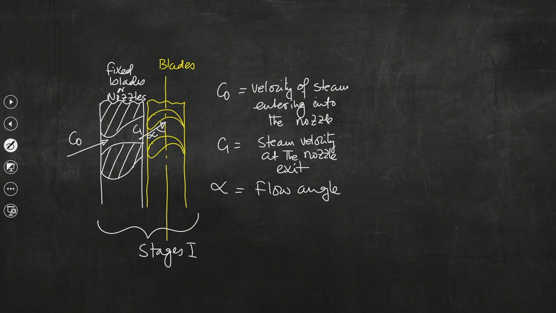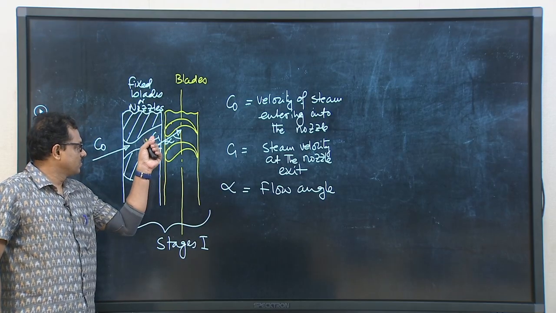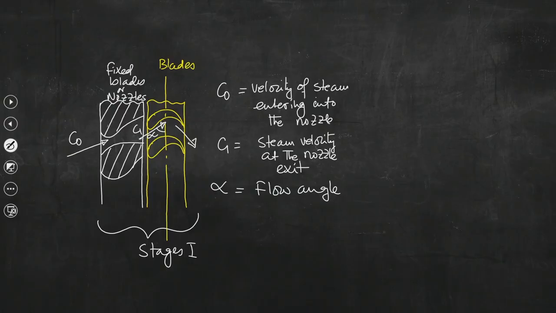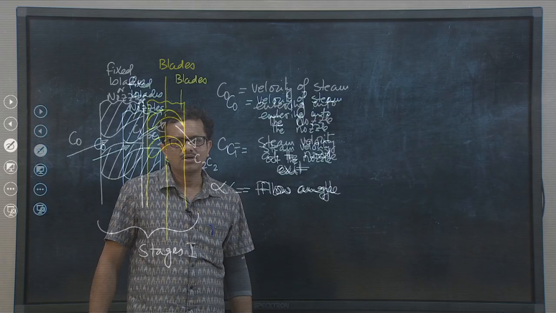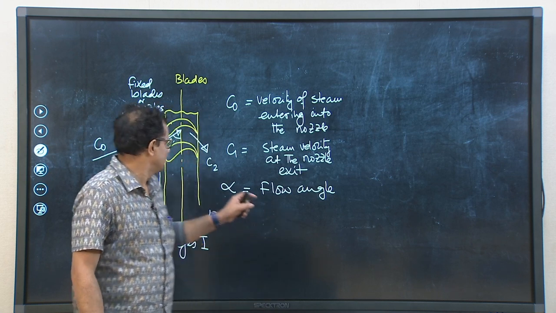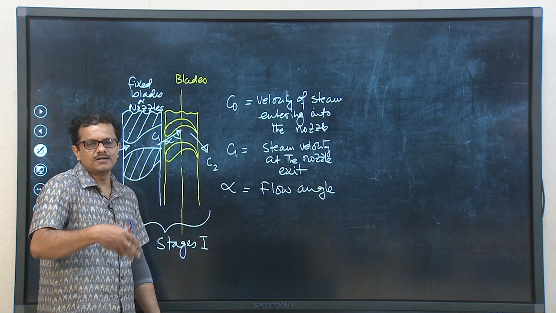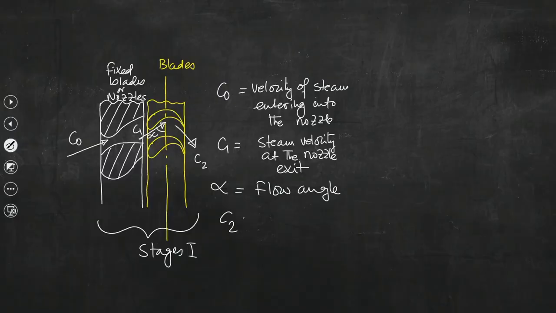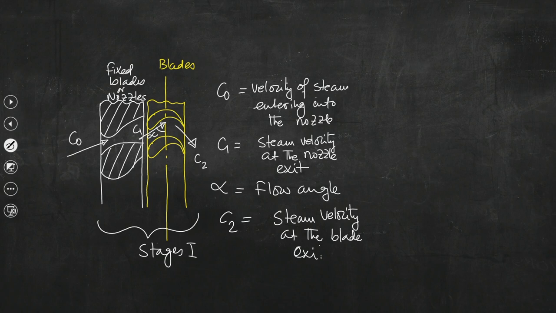And after striking, as we have discussed, the turbine blades at a velocity c1, the steam will come out from the blade at a velocity, say c2. So c0, c1, c2 are the absolute velocities. These are vector quantities, but I am not going to write the vector notation over them, for the sake of convenience in the representation. Now c2 is the steam velocity at the blade exit. Okay.